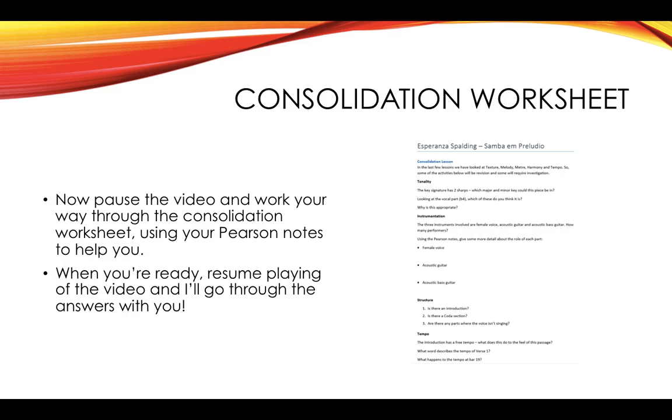What you're going to need to do now is, if you haven't completed this consolidation worksheet already, a picture of it is on the screen there. You can now pause the video and work your way through. I suggest you have your score and your Pearson notes to help you with this, because it does reference different bar numbers that you need to locate different things. Then when you are ready, you can resume playing the video and I will go through the answers. So have fun.